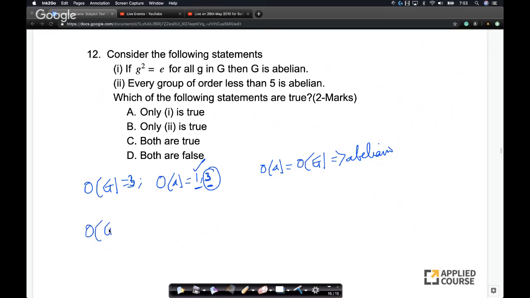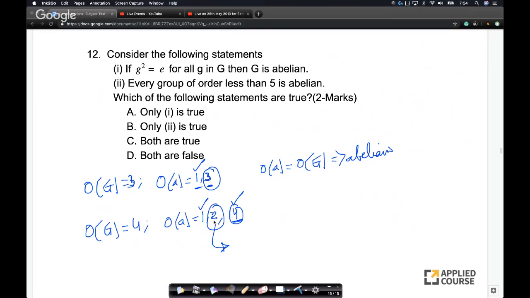The fourth case is order of the group equals 4, which means the order of the elements can be 1, 2, 3, or 4. Sorry, it can't be 3, because 3 does not divide 4. So it can either be 1, 2, or 4. If it is 1, we know it. If it is 4, then the order of the element equals the order of the group, and hence it's abelian. Done. What about the square case? This is the slightly tricky part.